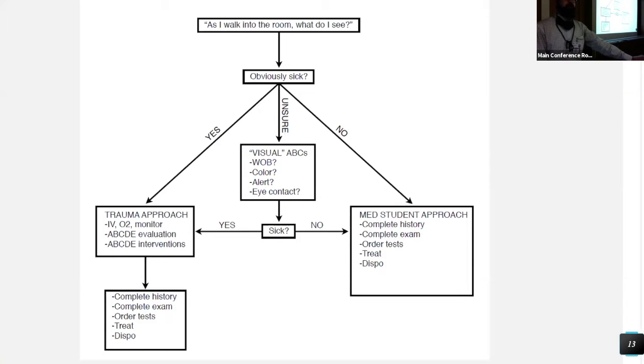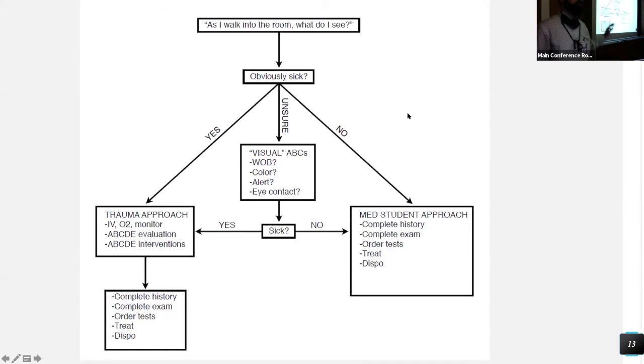Almost every flowchart and system that you're going to read or study about will start with a statement like this: as I walk in the room, what do I see, hear, smell? Because you don't have that benefit since you're sitting in a hotel room. And then when you get the idea of sick or not sick, you decide what you do next. Sick, you address your ABCs, you get your IV, O2, monitor, and you address whatever you find. If they're not sick, you go and get your full history, your full exam, and everything else, and put in your orders like a typical non-critical patient. And if you're unsure, you can ask for some specifics, usually around the ABCDs in your primary survey.